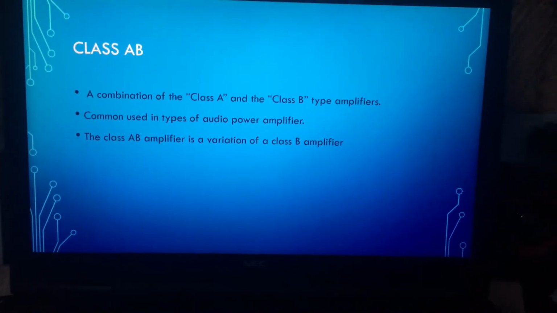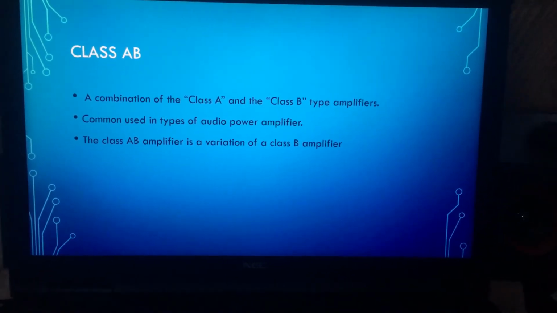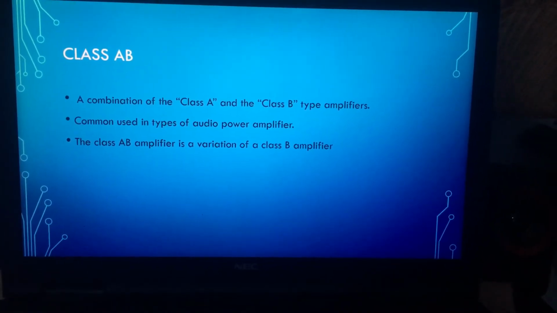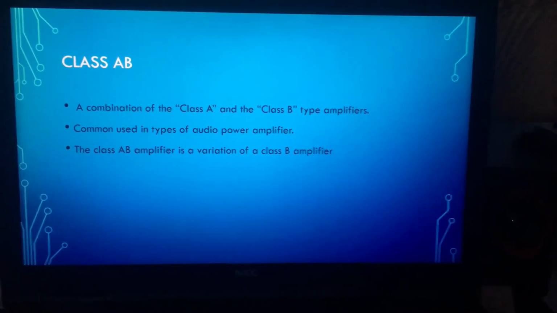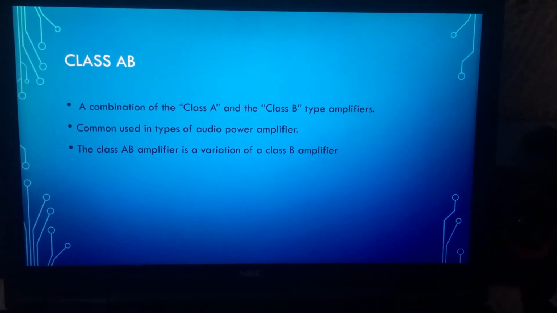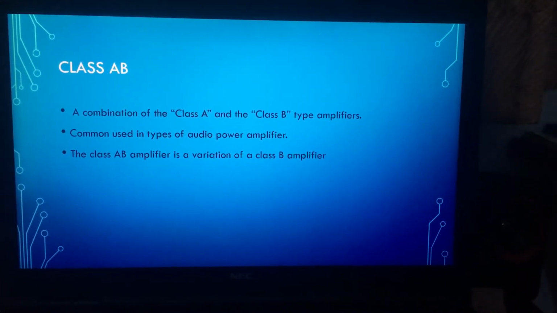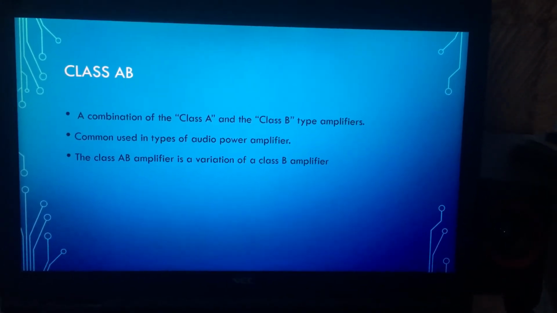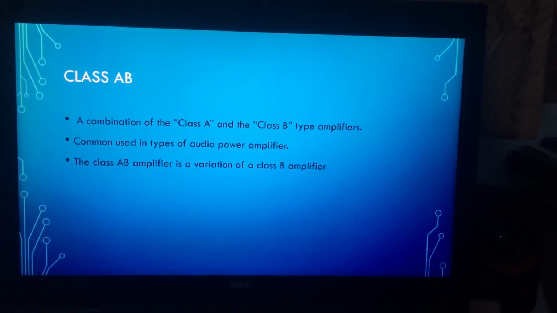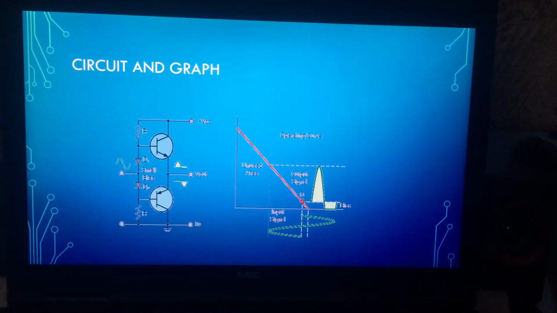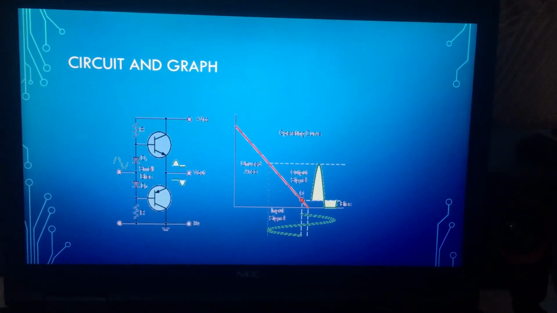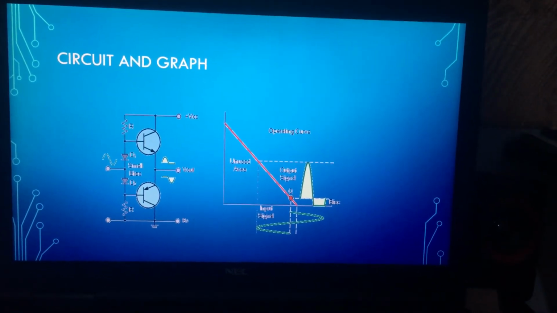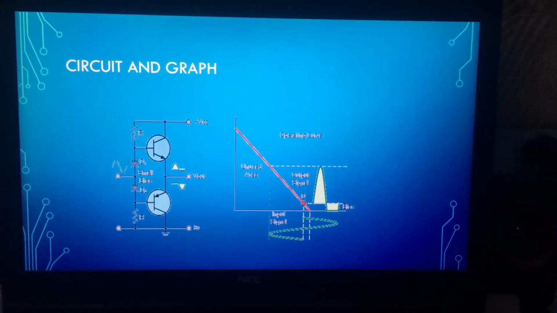Next. Okay, this is for class AB, a combination of class A and B type of amplifier. Commonly used in audio power amplifiers. The class AB amplifier is a variation of class B amplifier. Next. This was the circuit and the graph characteristic of class B. Okay, next.